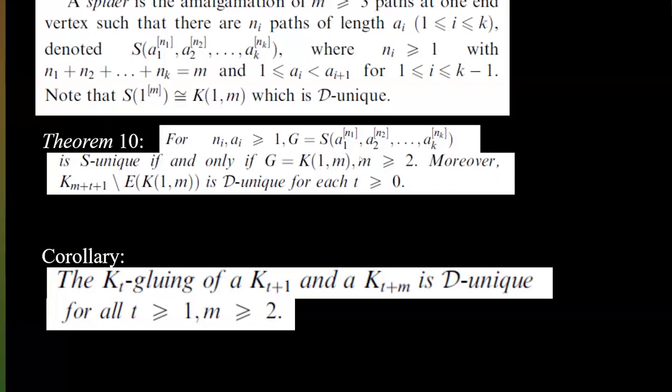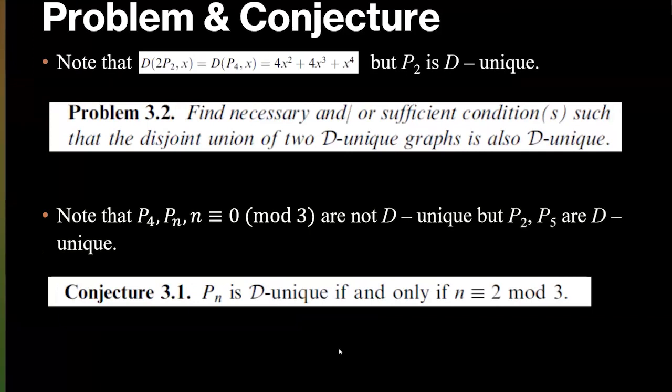So this is also a star graph actually. And the K_t grooving of a complete graph on t+1 vertices and t+m vertices is also D-unique. So I had this problem and conjecture.